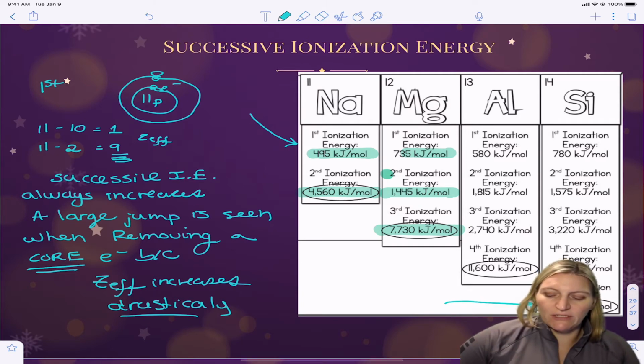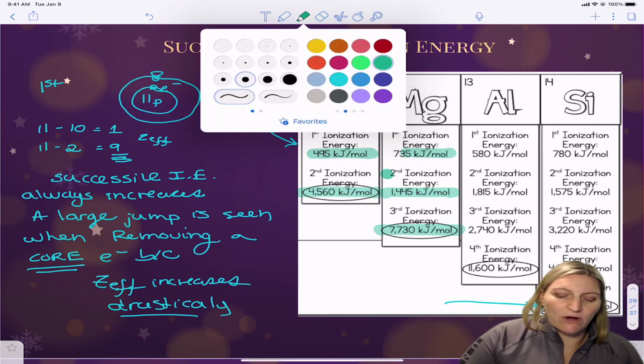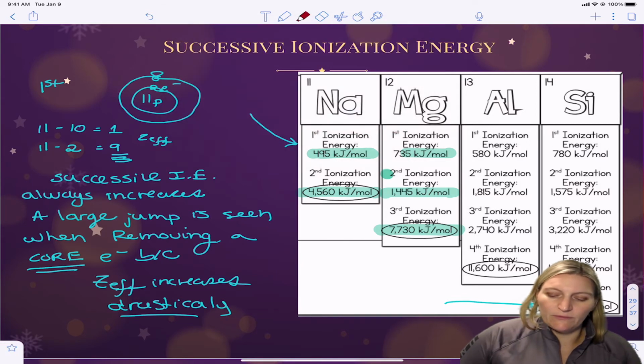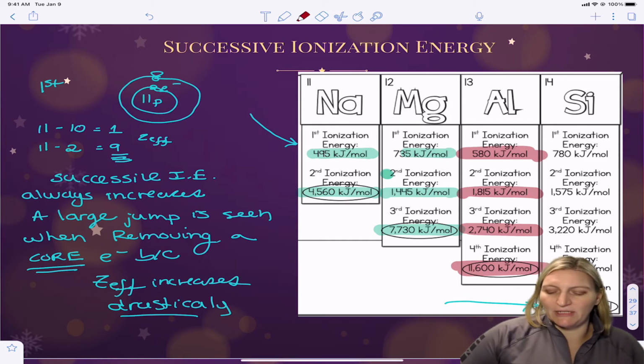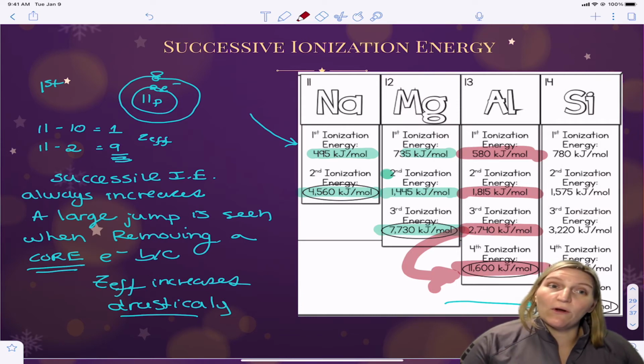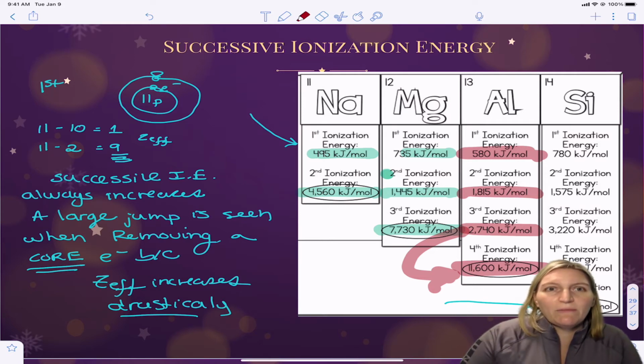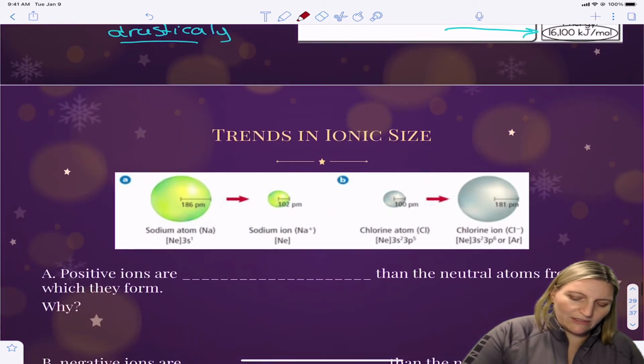So you can often predict how many valence electrons an atom has based on when you see a very large jump. If I did not know how many valence electrons an element had, but I see a huge jump at the fourth ionization energy, I would know that removing the fourth electron is removing a core electron, therefore it must have 3 valence electrons. And as we know, aluminum does have 3 valence electrons. So that's successive ionization energy.